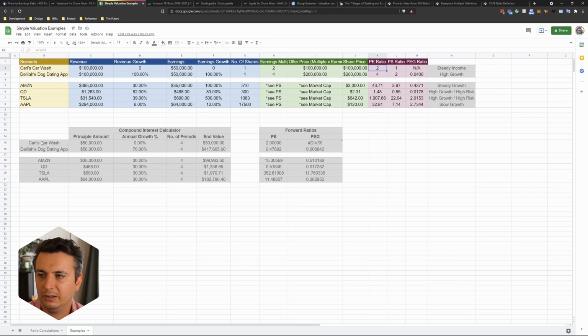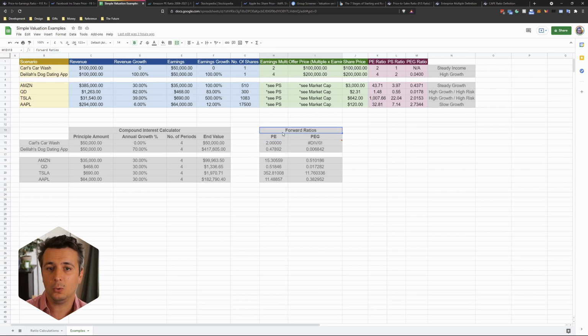All right, so what I've done here is I've created a compound interest calculator, and I've done some forecasting. For Carl's car wash, he's got no growth in his business. So 4 years from now, with no growth, he's still going to be making the same $50,000 per year in profit that he has been the whole time. So his PE ratio will remain the same.